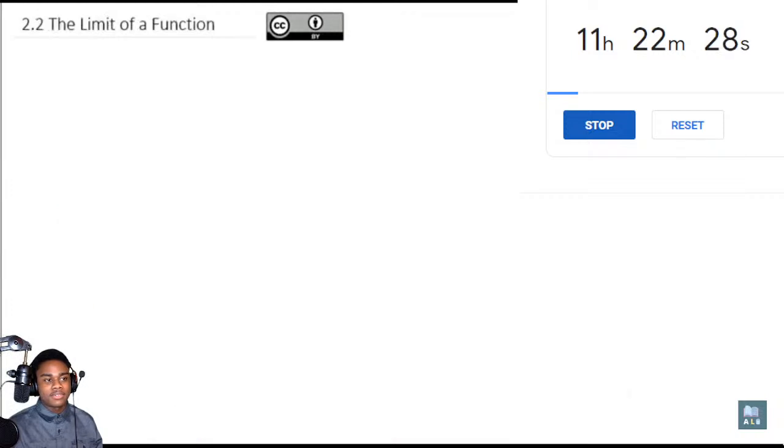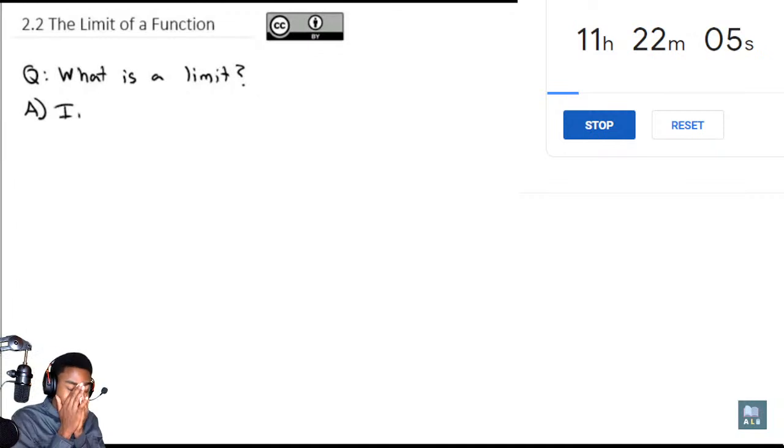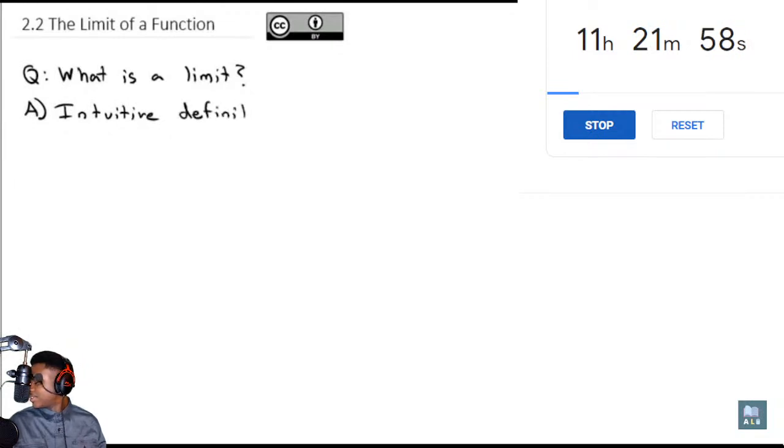As we dive into our study of calculus, we need to answer the first foundational question of what is a limit? So we're going to answer that question broadly today, and then a little bit later we'll answer it more precisely. So we're going to say the intuitive definition of a limit.